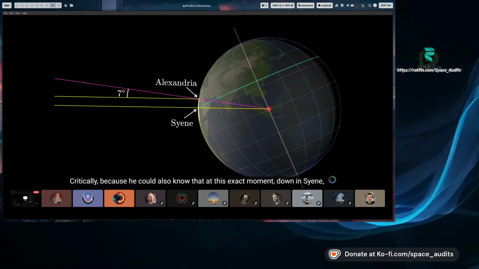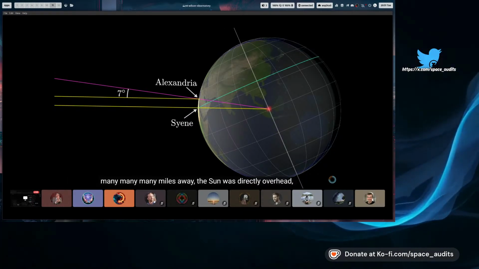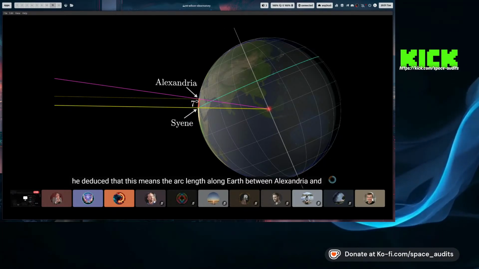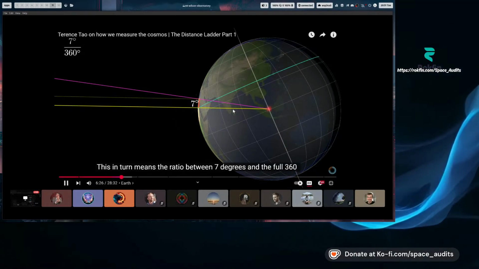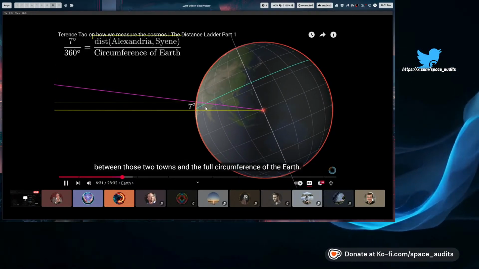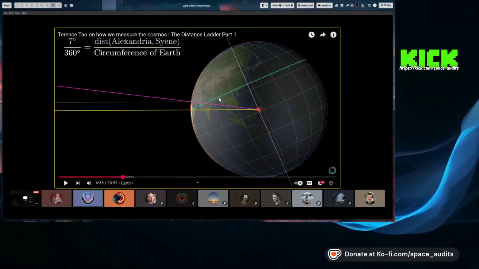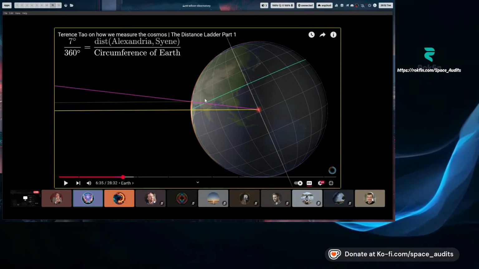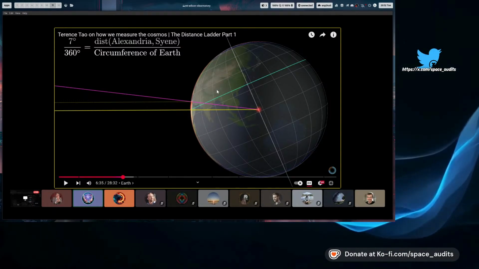Critically, because he could also know that at this exact moment, down in Syene, many, many, many miles away, the sun was directly overhead, he deduced that this means the arc length along Earth between Alexandria and Syene is about 7 degrees. This, in turn, means the ratio between 7 degrees and the full 360 degrees of a circle must be the same as the ratio of the distance between those two towns and the full circumference of the Earth. All right, so the only way this has physical meaning is if this ratio is real. So the only way that it has meaning is if you know the distance, right? That's what he's saying. So thank God we knew the distance for reasons.